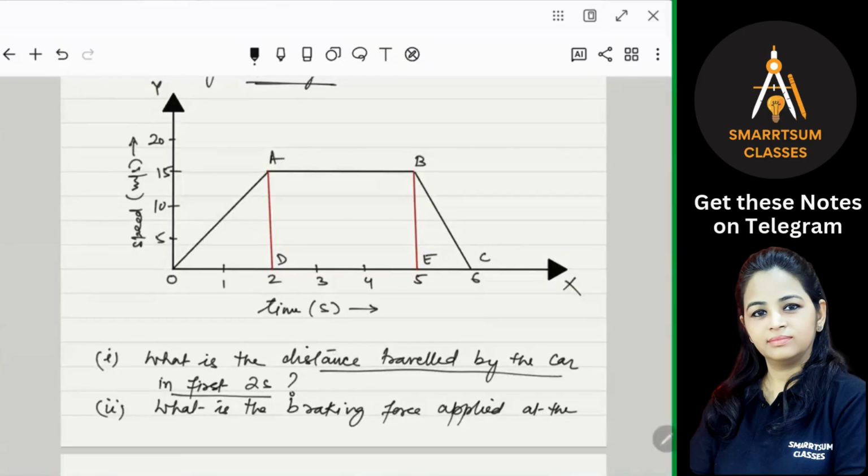Now in the first part, you have to find what is the distance traveled by the car in first 2 seconds. On the x-axis, you can see there is time, in seconds. So 0 second, 1 second, 2 second. So in 2 seconds, how much distance it has traveled? On the y-axis, speed is given. On x-axis, time is there. So how will you find distance traveled in first 2 seconds? Can you tell me that?